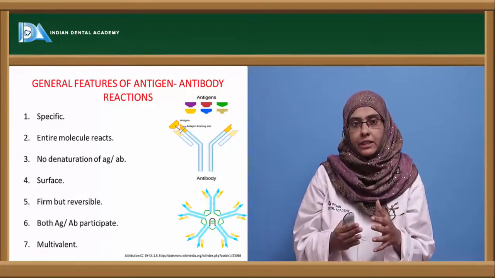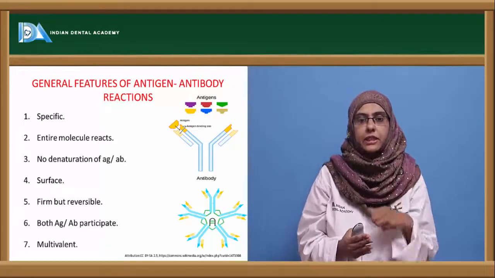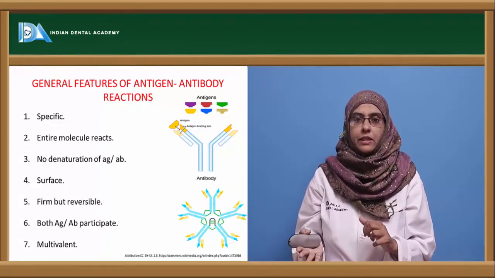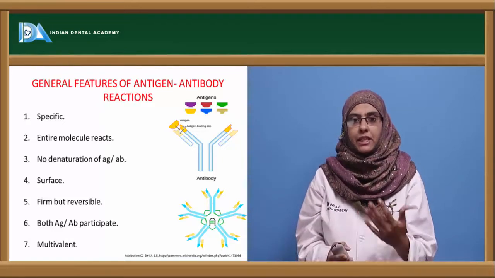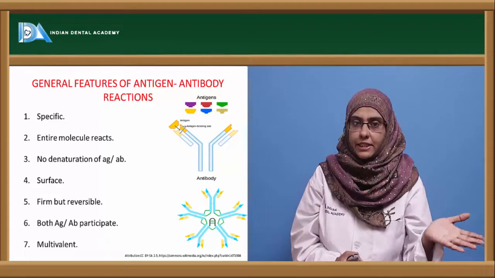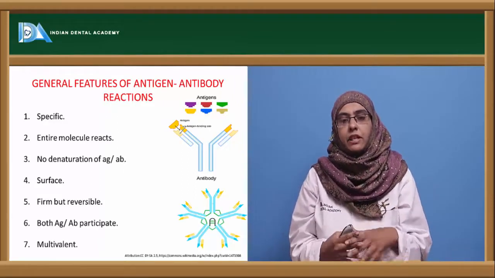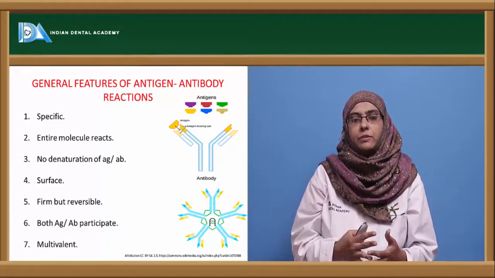And avidity is nothing but multiple interactions between the different antigenic determinants on the antigen and different types of antibodies that are present or induced during the immune response. So it is a multiple interaction, whereas affinity is a single interaction between a single antigenic determinant and the antibody, whereas avidity is a multiple interaction between multiple determinant sites on the antigen and the different antibodies produced in relation to those antigenic determinants.